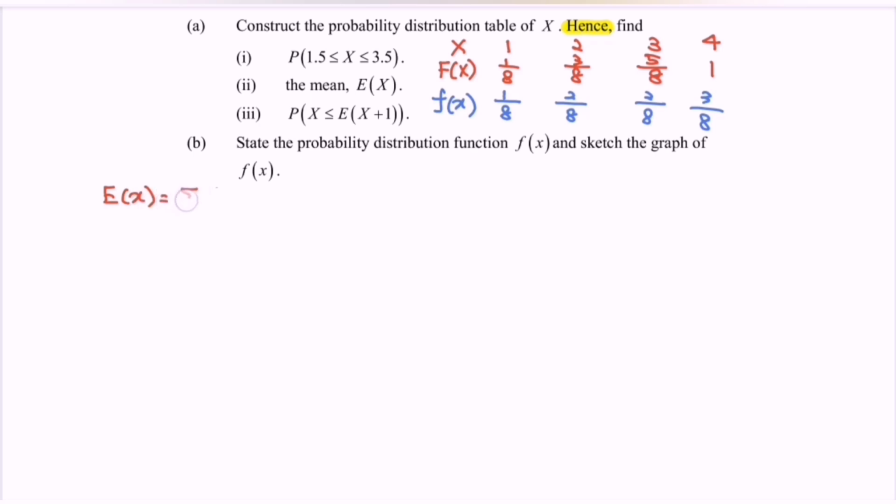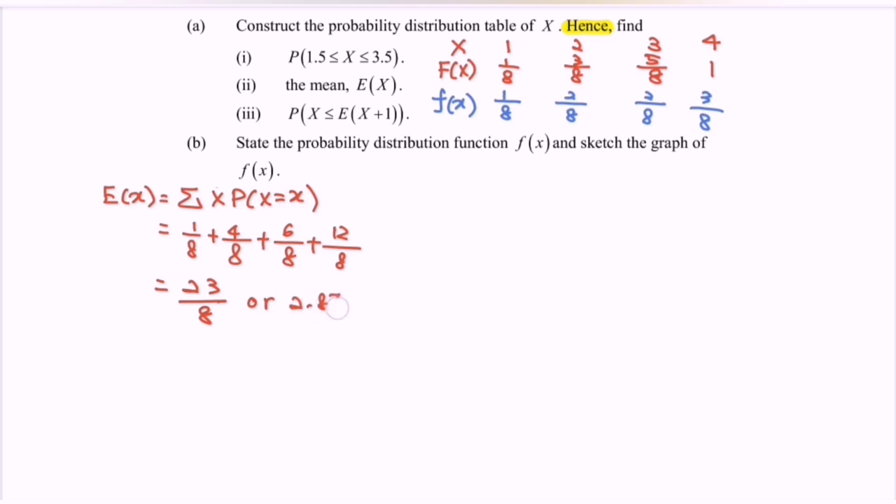So the formula will be the summation of x multiplied with the probability. So if it refers to the situation, we will have 1 over 8 plus 4 over 8 plus 6 over 8 plus 12 over 8. If we sum it out, we will have 23 over 8 or 2.875. That will be the mean, E(X).